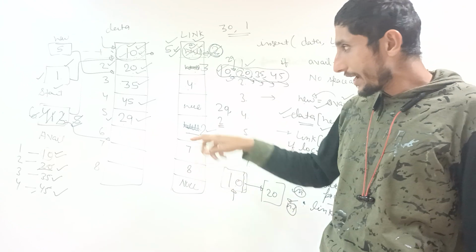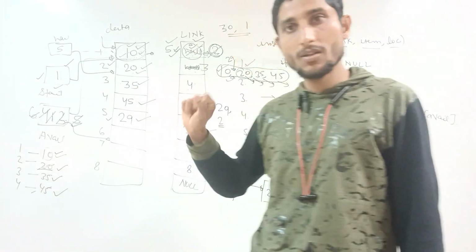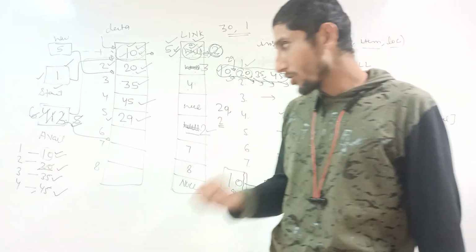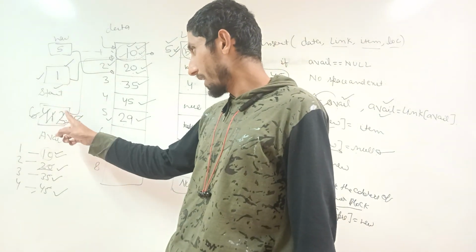Okay, so that is the array implementation of linked list. Okay, and every time you have to take care of two variables. The first one is start and the second one is avail.